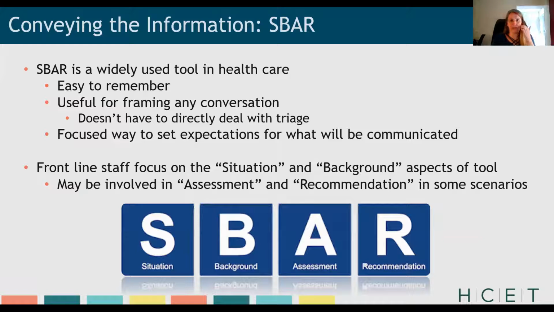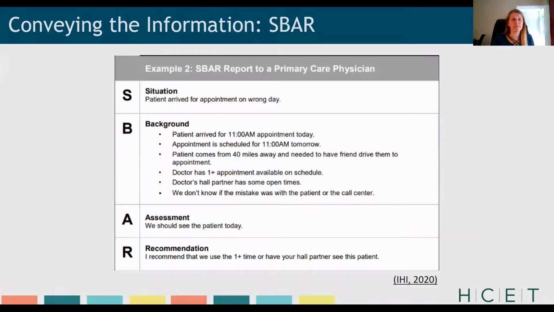Here's just some more information about SBAR. We've already talked about it. Again, this is such a great tool. It provides a nice focused way to set expectations for what will be communicated. So no matter who you're communicating to, no matter what that healthcare team member is, you're going to give the information the same way every time, okay?